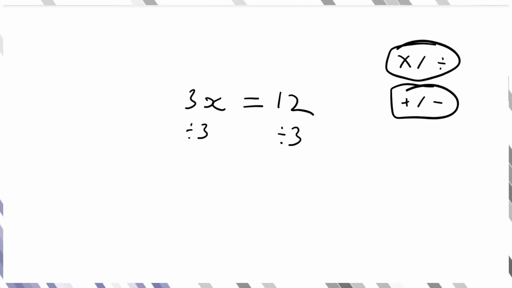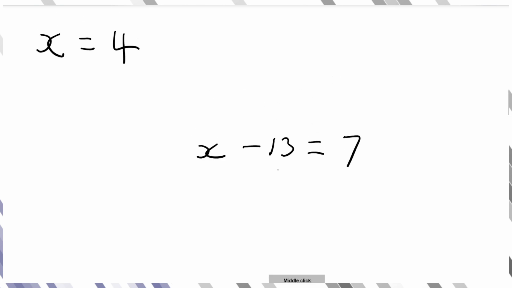So 3x, if we divide by 3, that gets rid of the 3. It gets rid of times by 3 because division and multiplication are opposites to each other. So that will just give us 1x or just x. That gets rid of the 3. Now we have to actually work out 12 divided by 3. 3, 6, 9, 12. 3 goes into 12 4 times. So x is 4. We can check it by doing 3 times 4, which does give us 12.